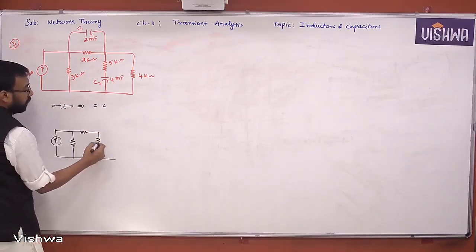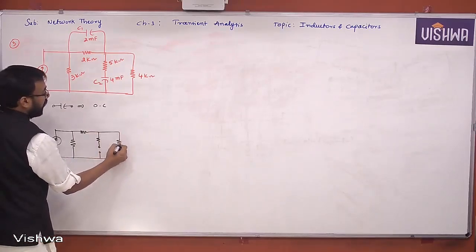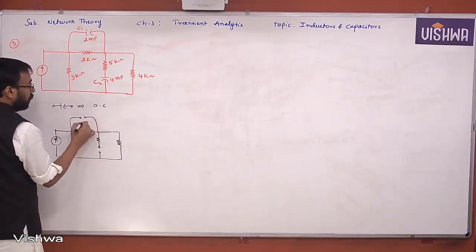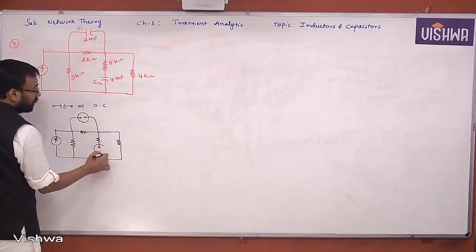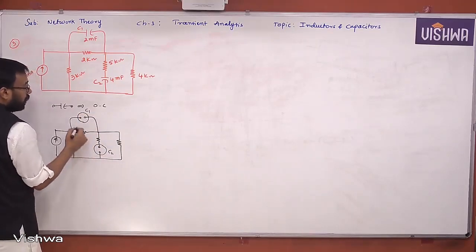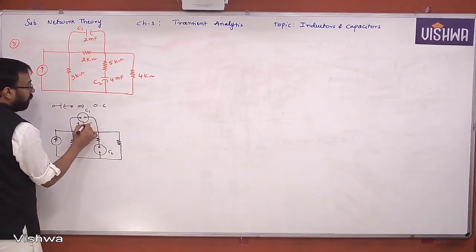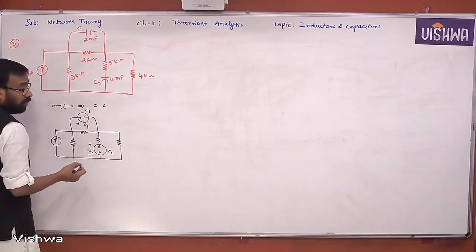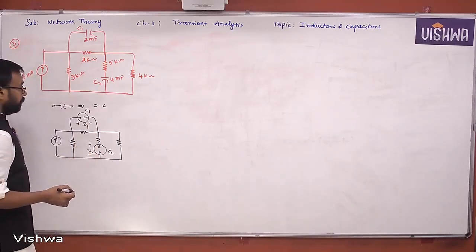This is an open circuit. Physically the capacitor is there but is acting like what? Open circuit. This is C1. Let me highlight the capacitor. This is C1. This is C2. So if you know the voltage across each capacitor, you also know the energy of the capacitor because W is nothing but half CV square.